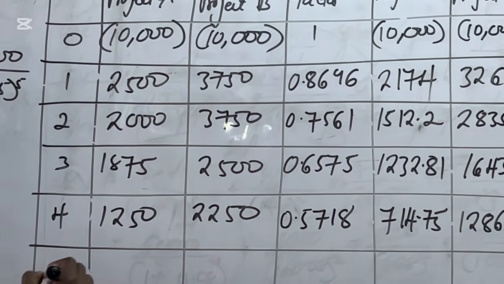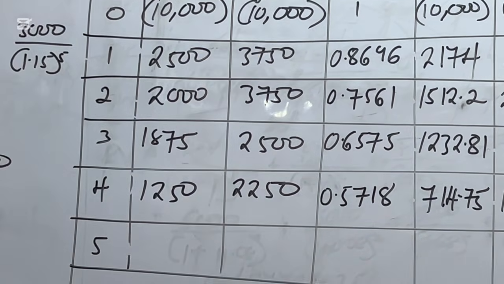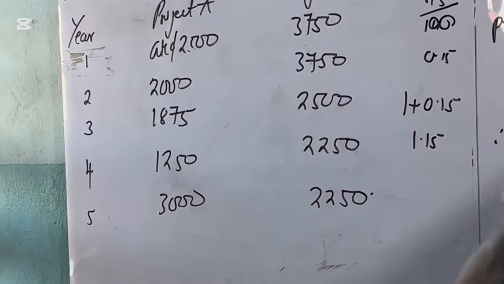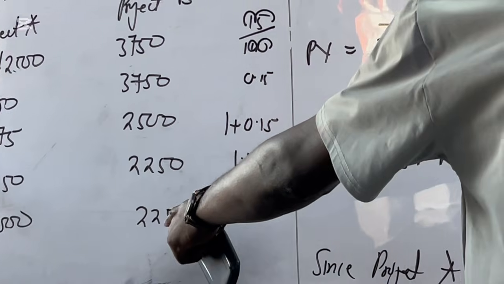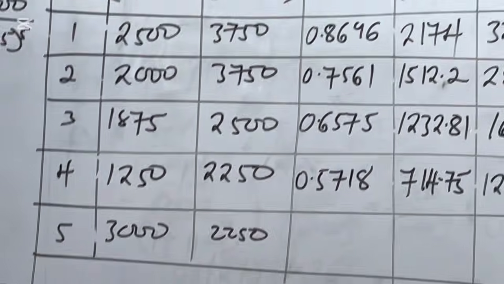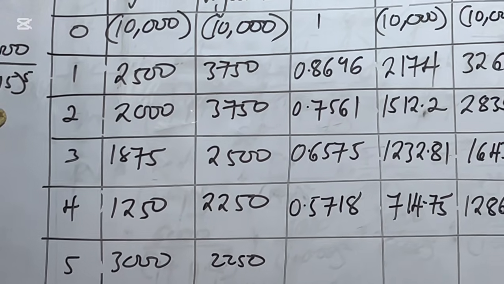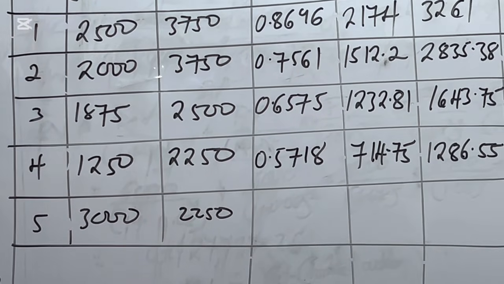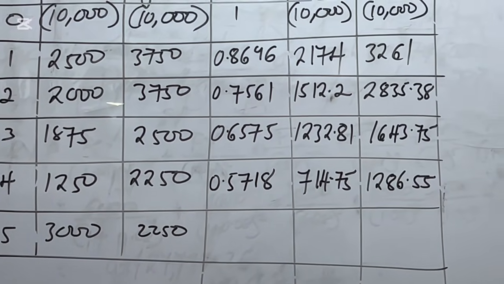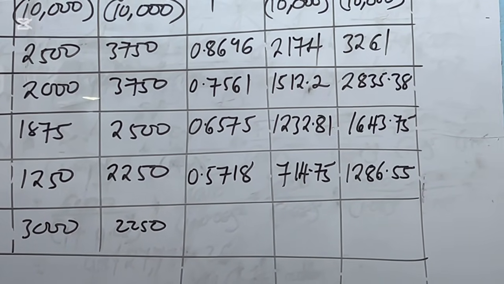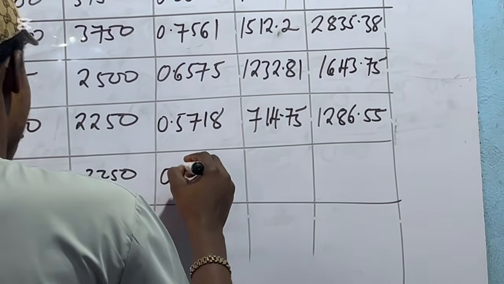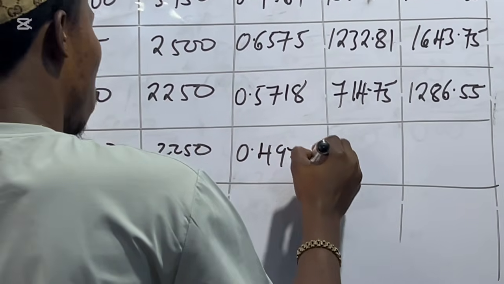Then year 5. So under year 5, we have 3,000. We have here as 3,000. And then the cash inflow for project B, 2250. So we look for the discount factor for the 5th year, meaning raise the power what? 5. So we have 1.15 raised to the power 5. And that will give us 0.4972.